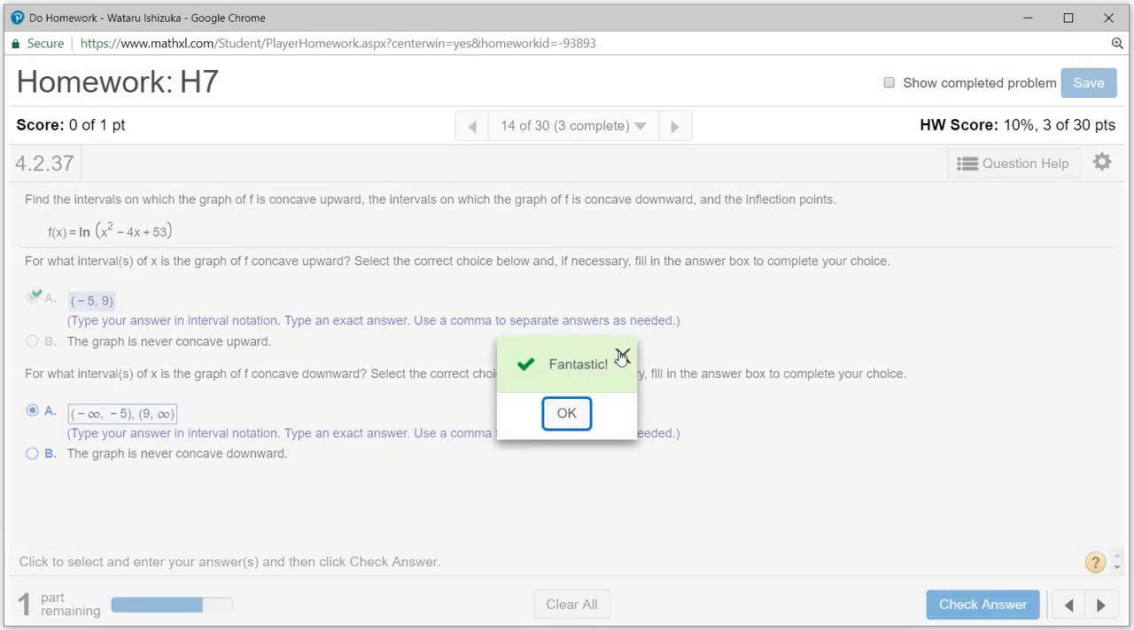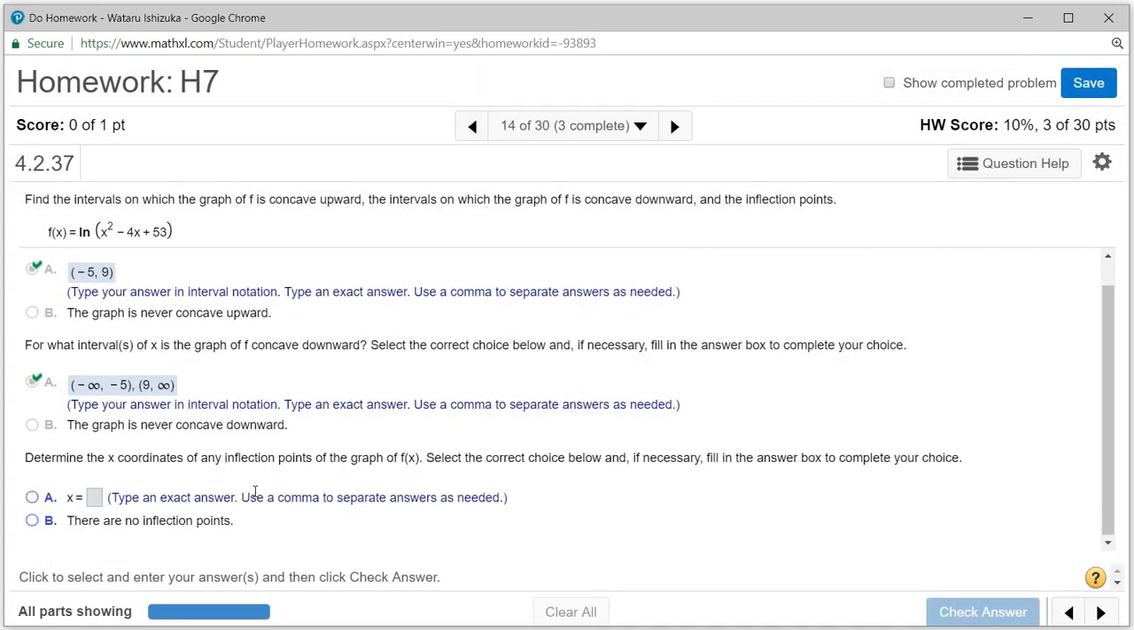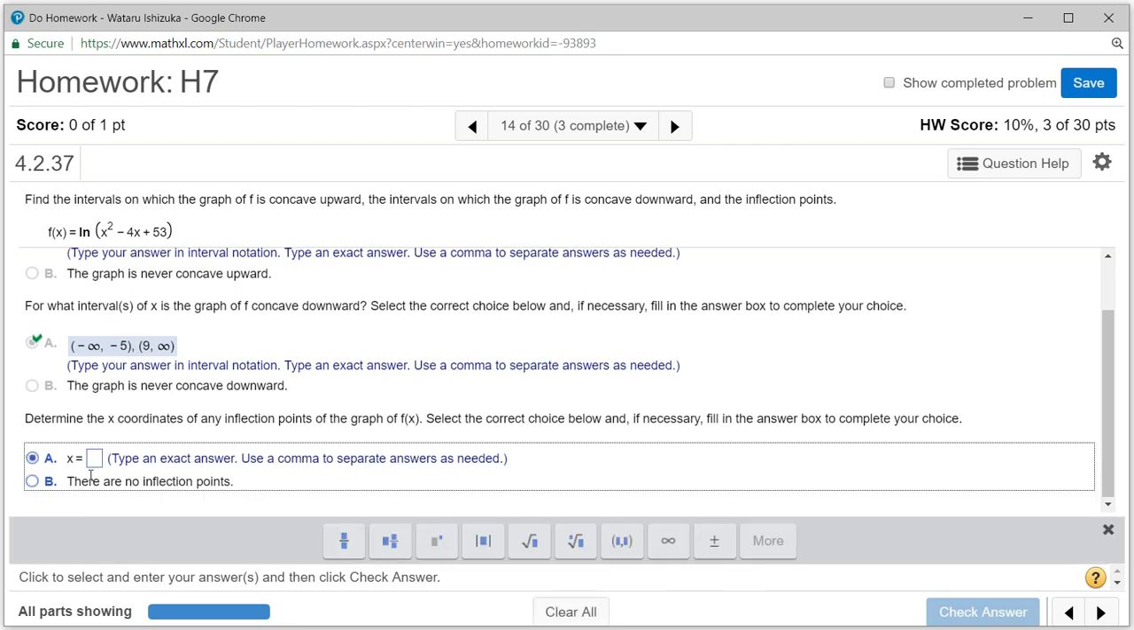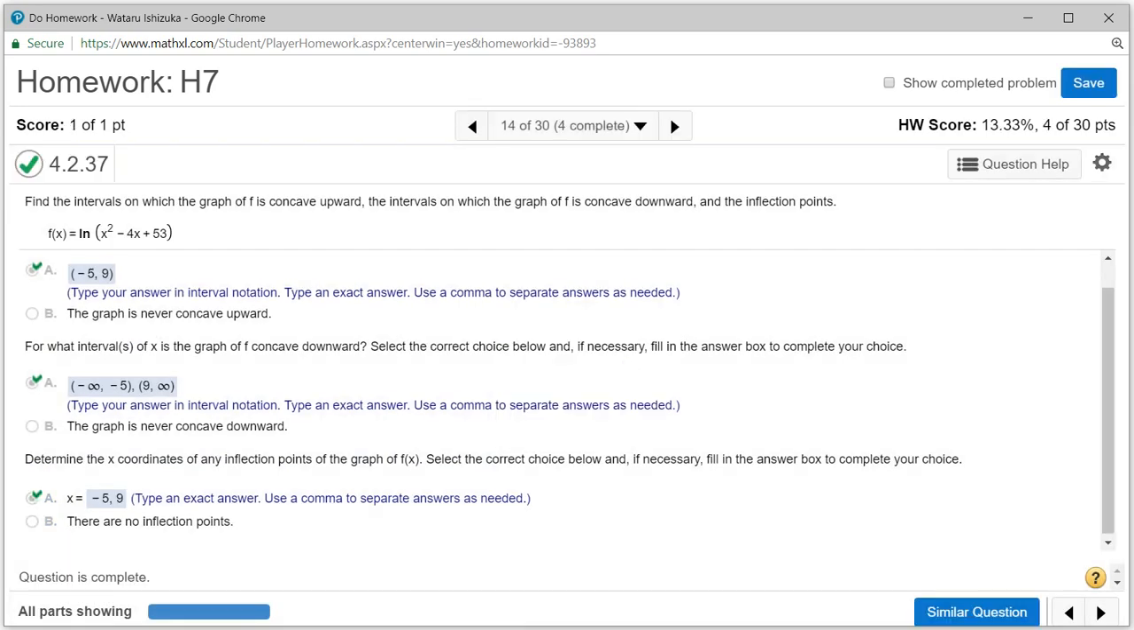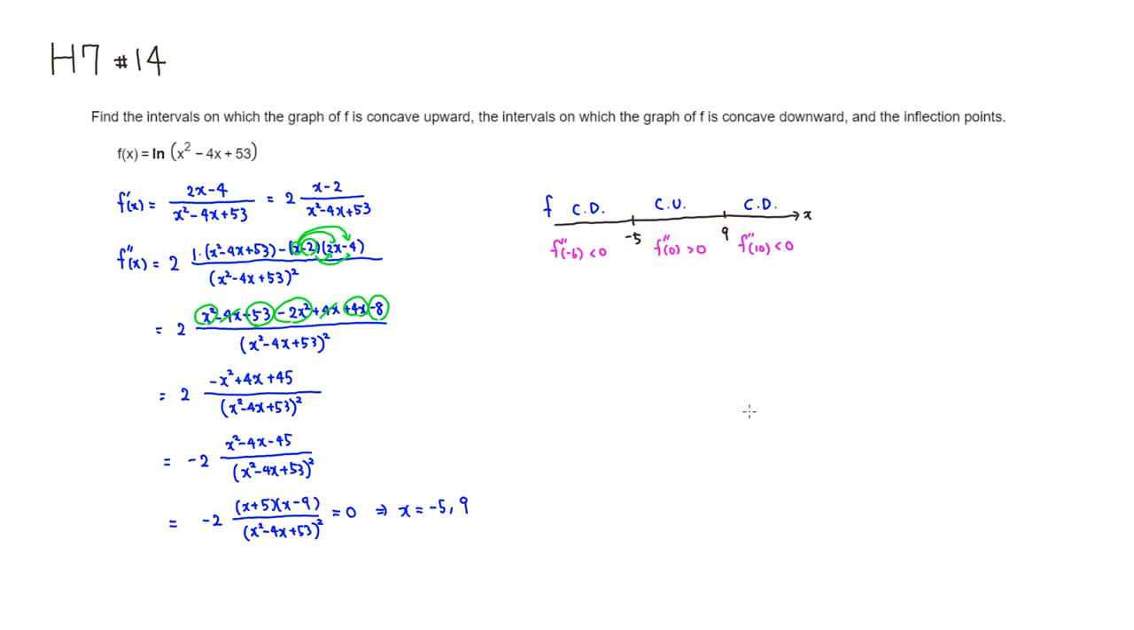We got that. Now let's determine the x coordinates of the inflection points. You can see that the inflection points are going to be at both negative 5 and 9, because concavity changes there. So you have negative 5, comma, 9. Let's check the answer. We got that. That's it. I hope that this was clear.